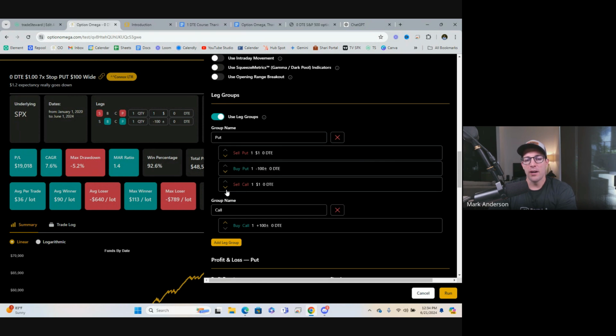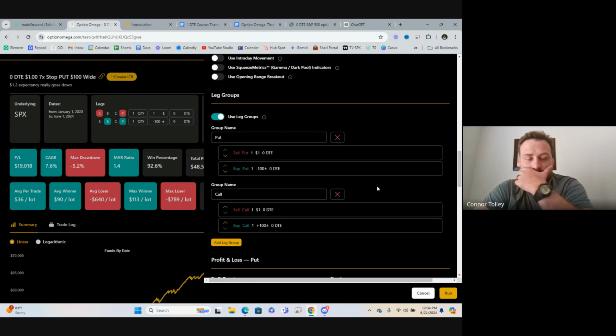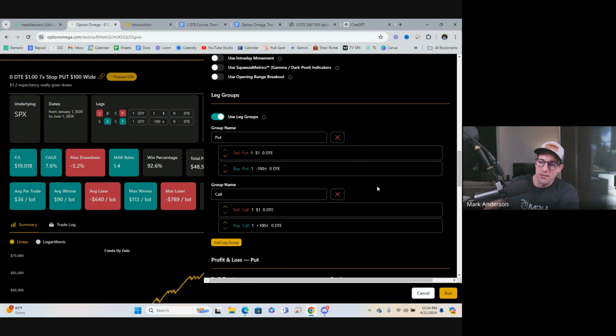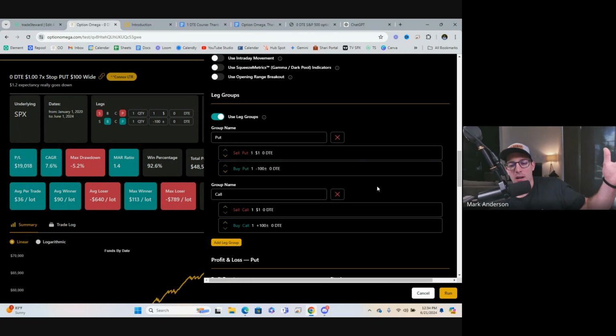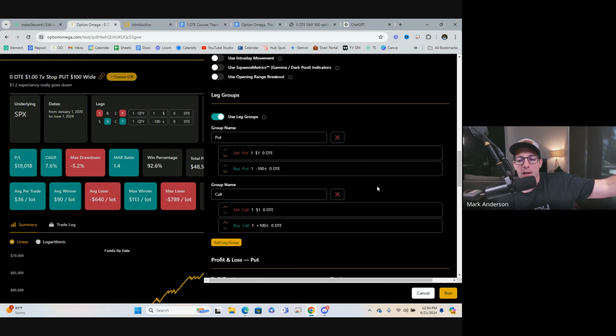So basically what we've done here is this is a condor, but we're managing each side separately. So we don't want to lose on the call. We don't want to waste money on slippage buying back the call side when it's basically going to be worth nothing. You know what I'm saying?